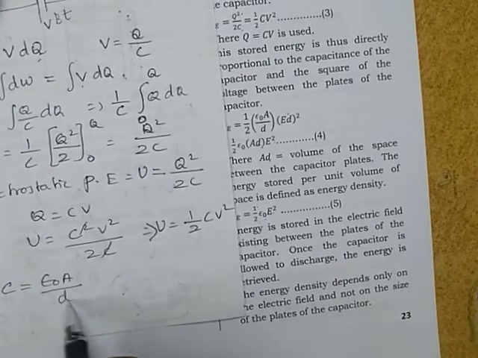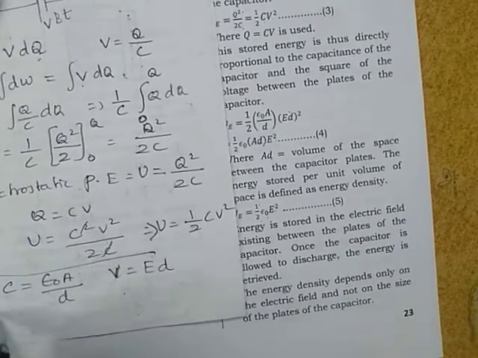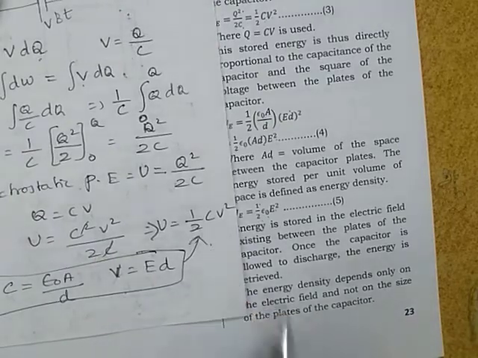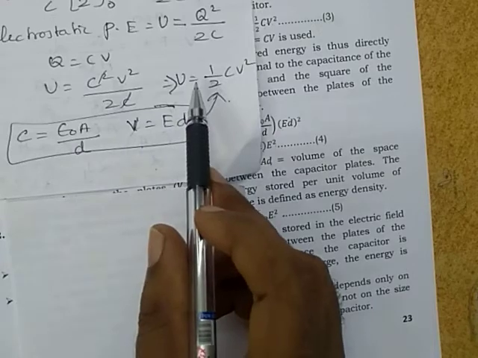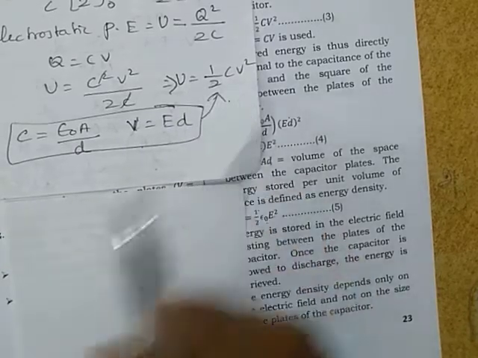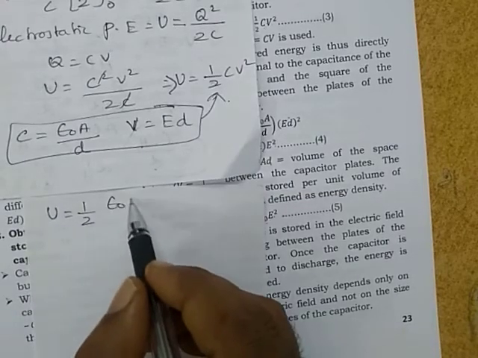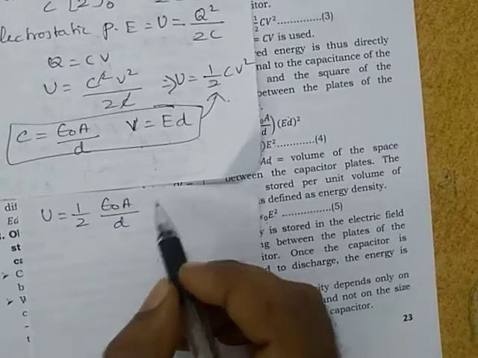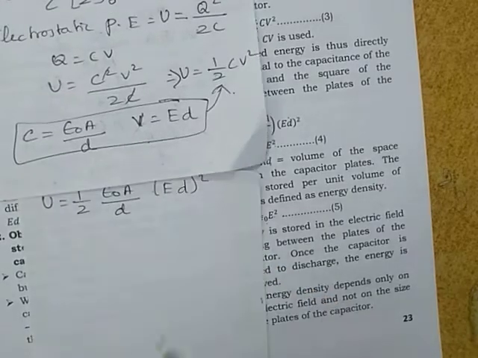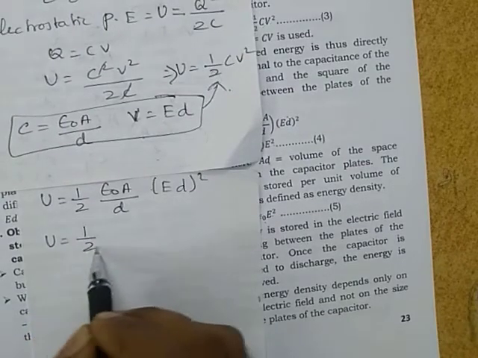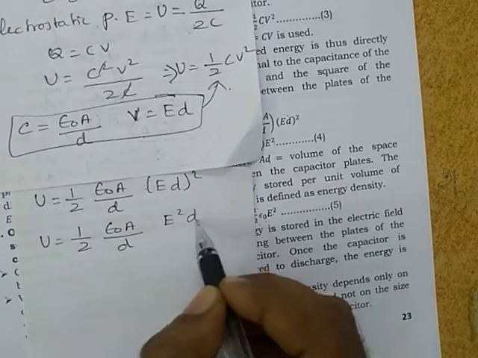and the potential difference V is equal to E into D. Substitute these two expressions in the above expression. Substituting the capacitance value and potential value into the electrostatic potential energy, we get U is equal to half, C became epsilon naught A by D, V became E D whole square. After solving this, U is equal to 1 by 2 epsilon naught A by D E square D square.